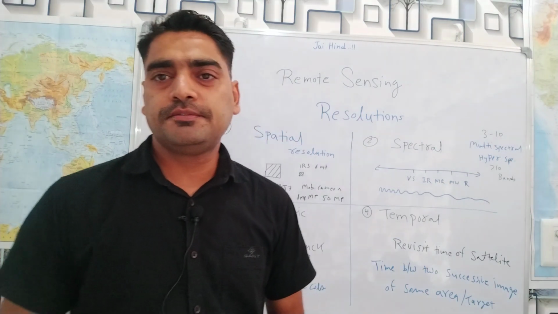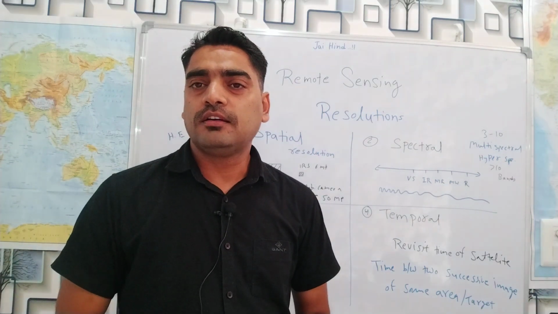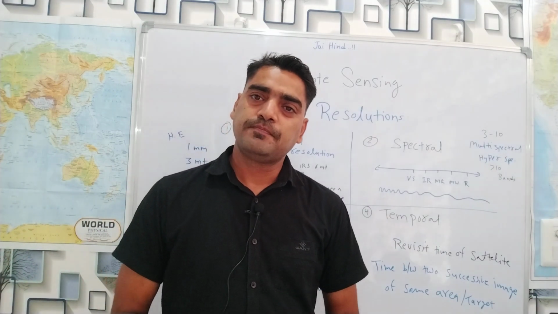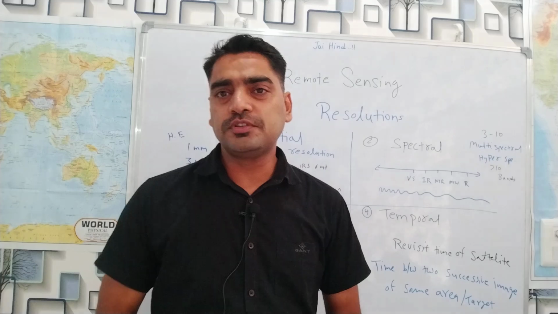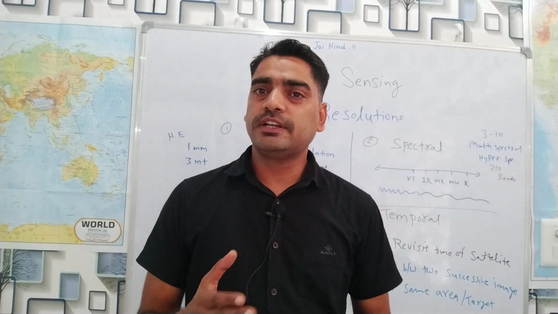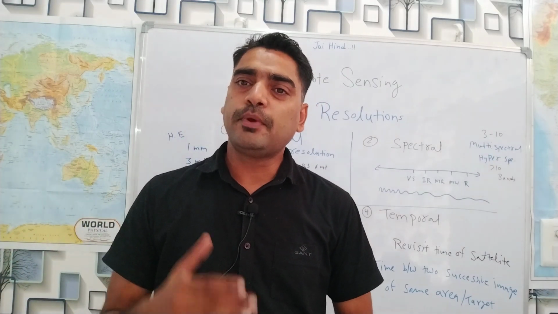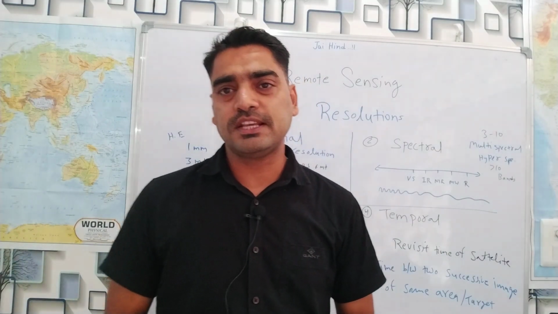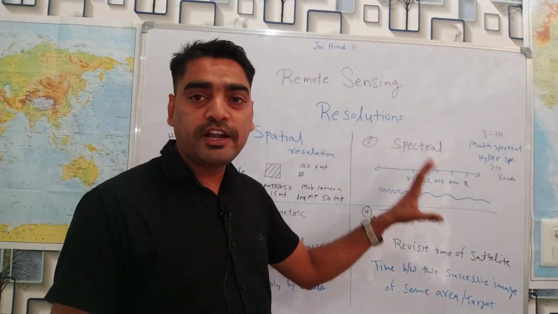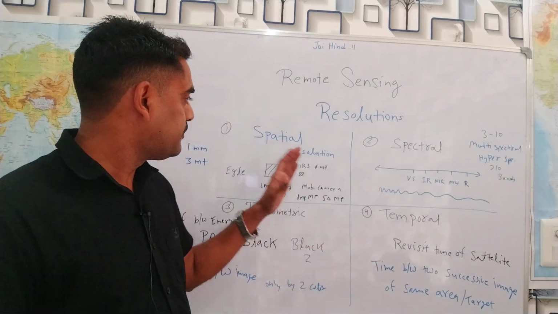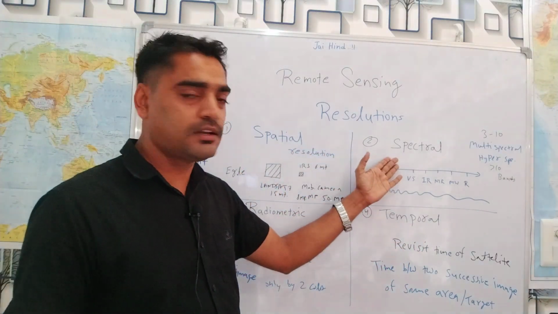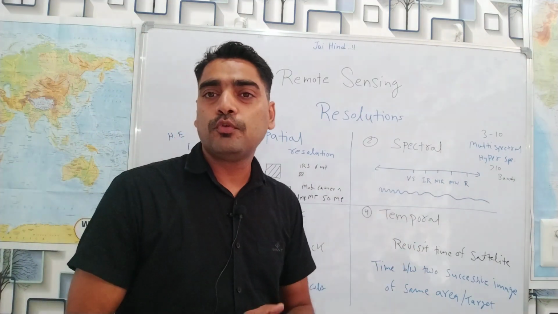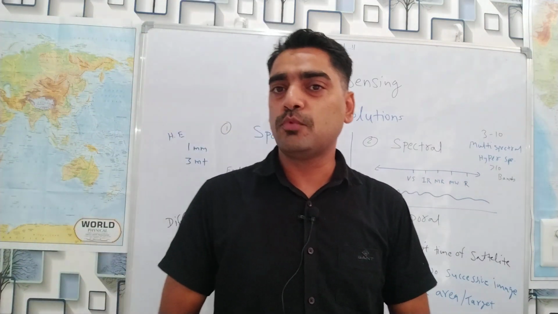Dear students, in this video we will discuss a very important topic in remote sensing, which is called resolution. If you want to define resolution, you can say the quality of the data collected by a sensor depends on its resolution. So it is a very important part of a sensor. There are four kinds of resolution: the first is spatial, then spectral, then radiometric and temporal. These are the four types of resolution we study in remote sensing.